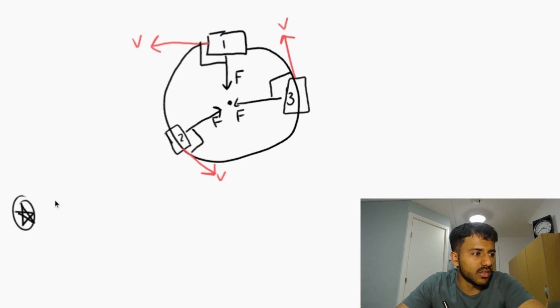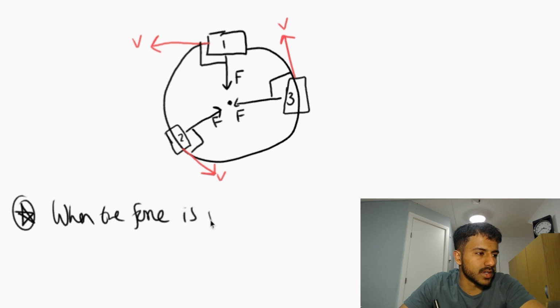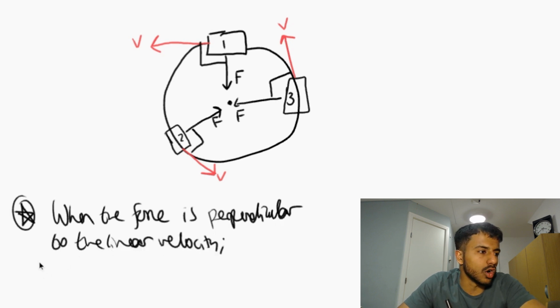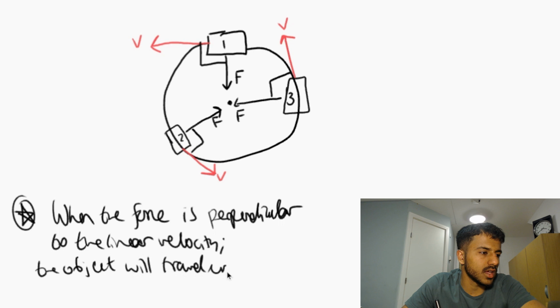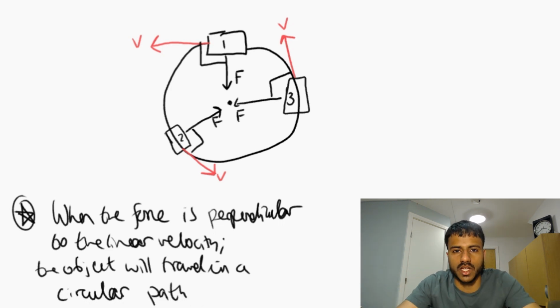So when the force is perpendicular to the linear velocity, the object will travel in a circular path. Now this is true for any object traveling in a circular path.